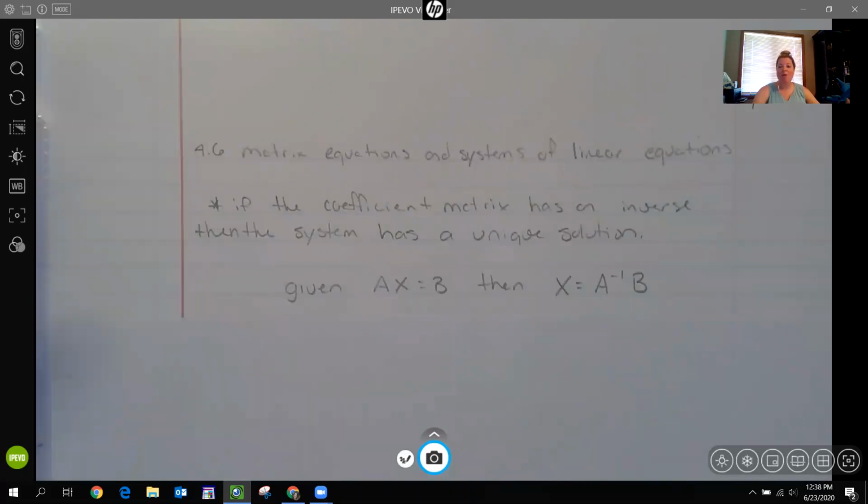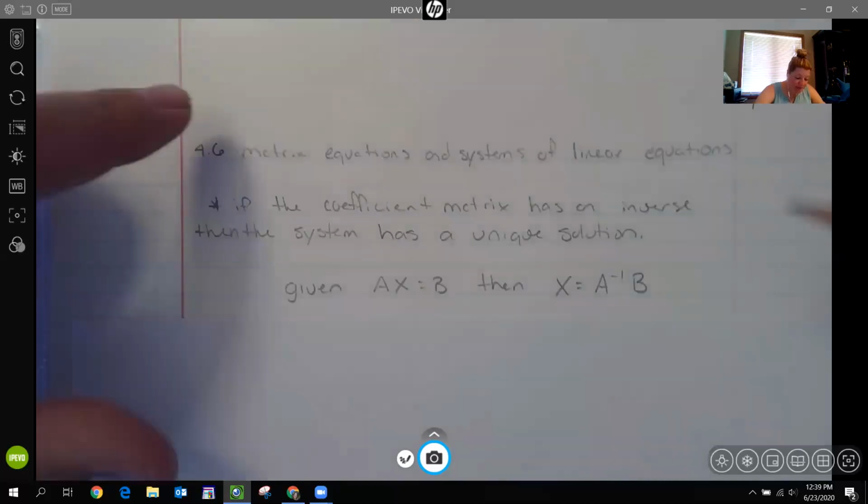So remember, the coefficient matrix is just what's on the left versus the line, and then the numbers over here when you're in the augmented form. But when you have that 2 by 2 or that 3 by 3, if there is an inverse, then you have one unique solution.